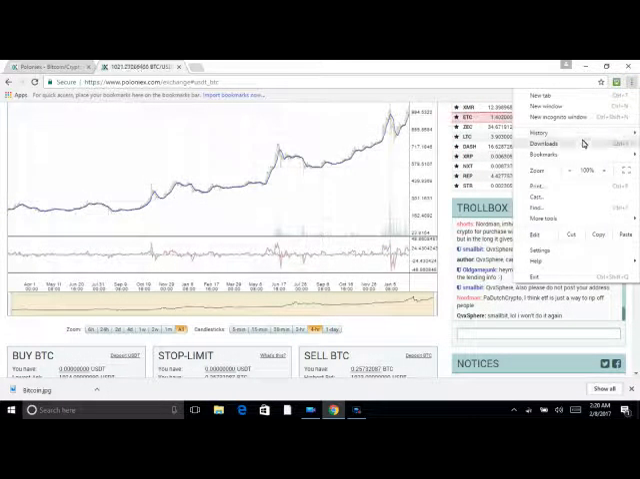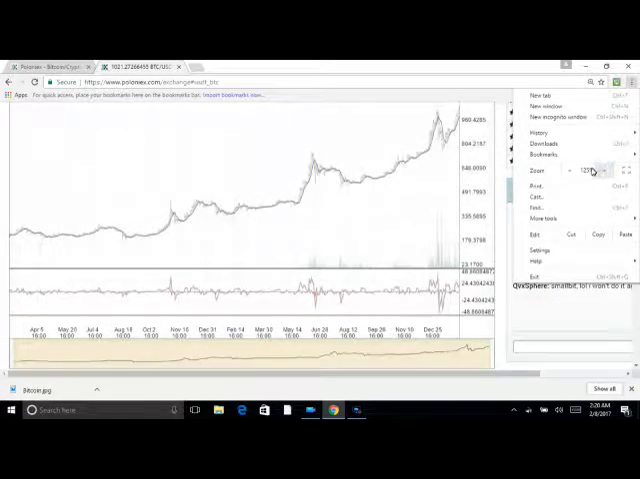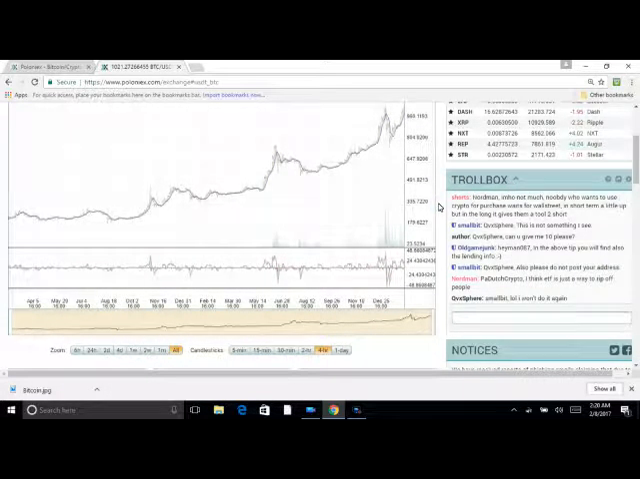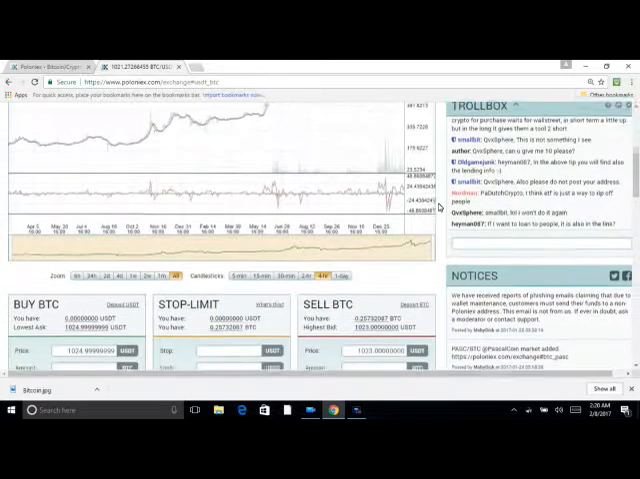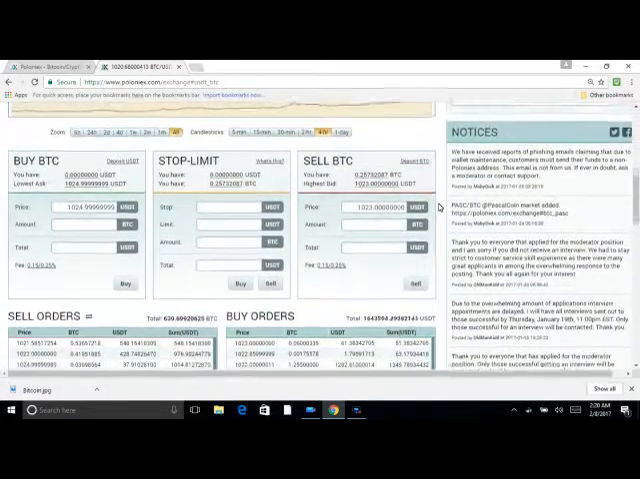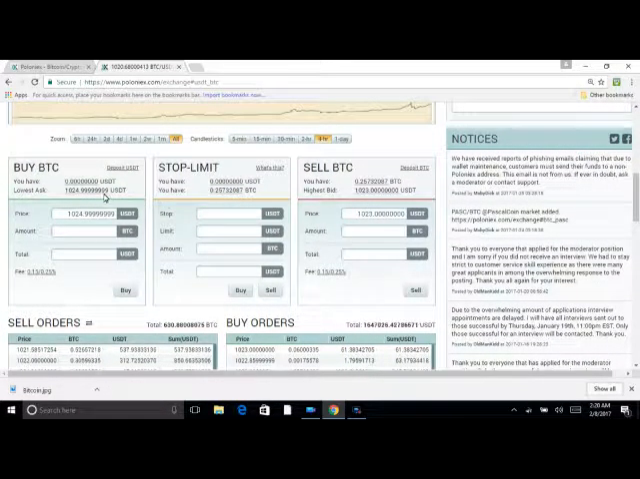You can see all the different currencies that are available to trade. You also see the troll box there. The troll box will just allow you to type, say whatever you want, talk to other Bitcoin enthusiasts or users, traders, get some information, although it might not be that good. But down here is the trading engine. Over here is where you can buy Bitcoin, and in the middle, you see the stop limit, and over here is where you can sell Bitcoin. As you can see, I have 0.25 Bitcoin that are available to sell in my trading account right now.